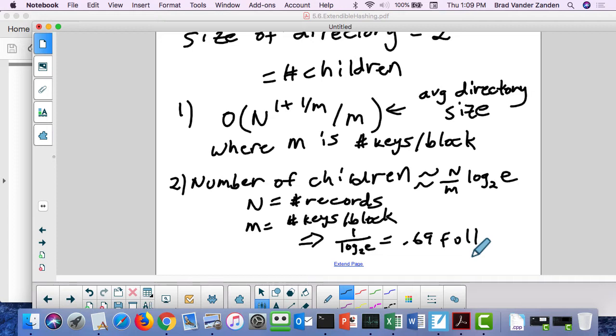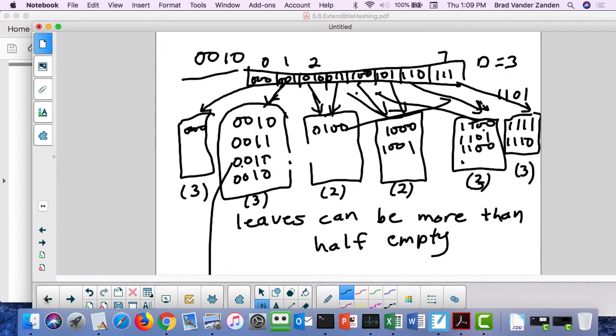And that's because you presume you have a good randomization algorithm for randomizing the keys. And the reason it turns out to be 0.69 full for both B plus trees and for extendable hashing is that in some sense, an extendable hash table is a B plus tree with M made arbitrarily large. Okay? So it's splitting at the same point that a B plus tree splits when the leaf becomes full. And because you're randomizing everything, it's very rare that you would actually have a leaf that is not more than half full.